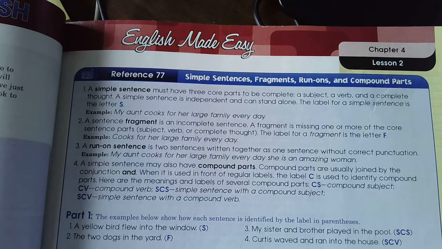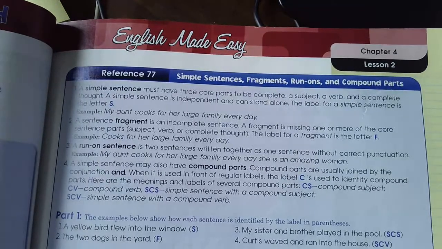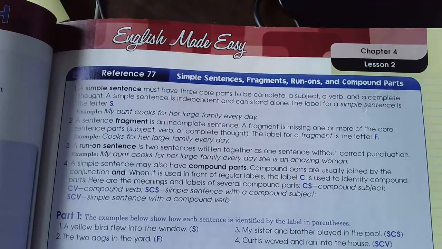Here we go. We're on page 118, reference 77. So make sure you're on reference 77. You can look up at the screen or in your book. We're going to be talking about simple sentences, fragments, run-ons, and compound parts.